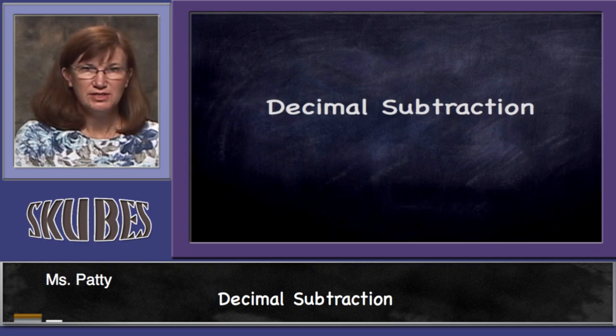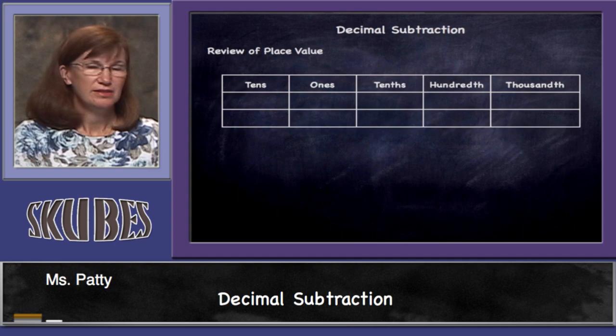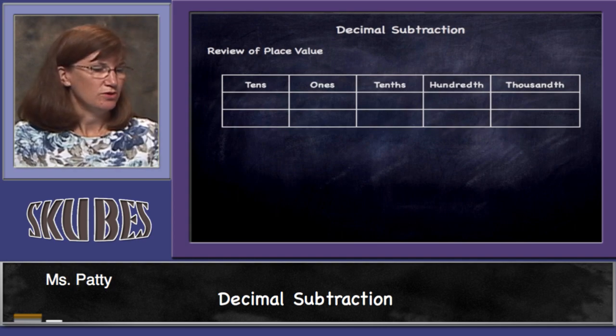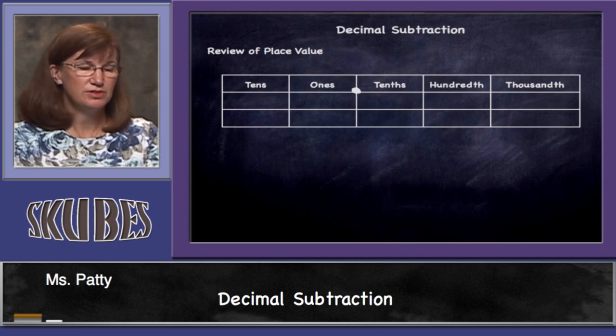This lesson is on decimal subtraction. Let's review place value. We have our ones and our tens as always, and we could go up further, but we're talking about decimals. So those are the places to the right of the decimal, the tenths house, the hundredths house, and the thousandths house.